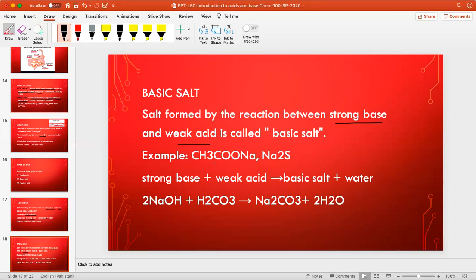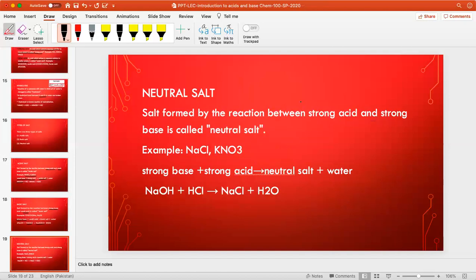For example, sodium acetate and sodium sulfide. So you take a strong base, for example sodium hydroxide, and it reacts with a weak acid which is known as carbonic acid, and you will get sodium carbonate, a strong basic salt, plus water, right? Then we come to neutral salts.